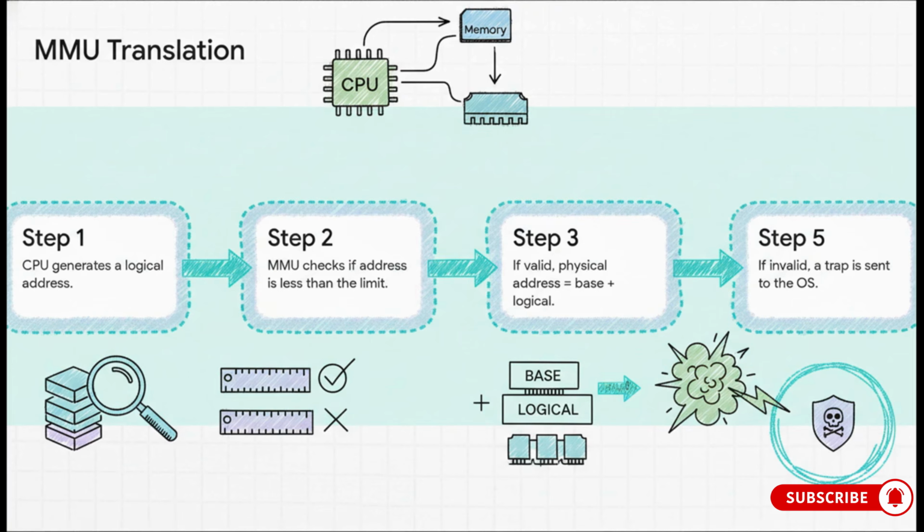Step 3. Now we figure out the real address. Maybe your program got loaded into memory starting at physical location 10,000. The OS sets the base register to 10,000. The MMU just does simple addition.